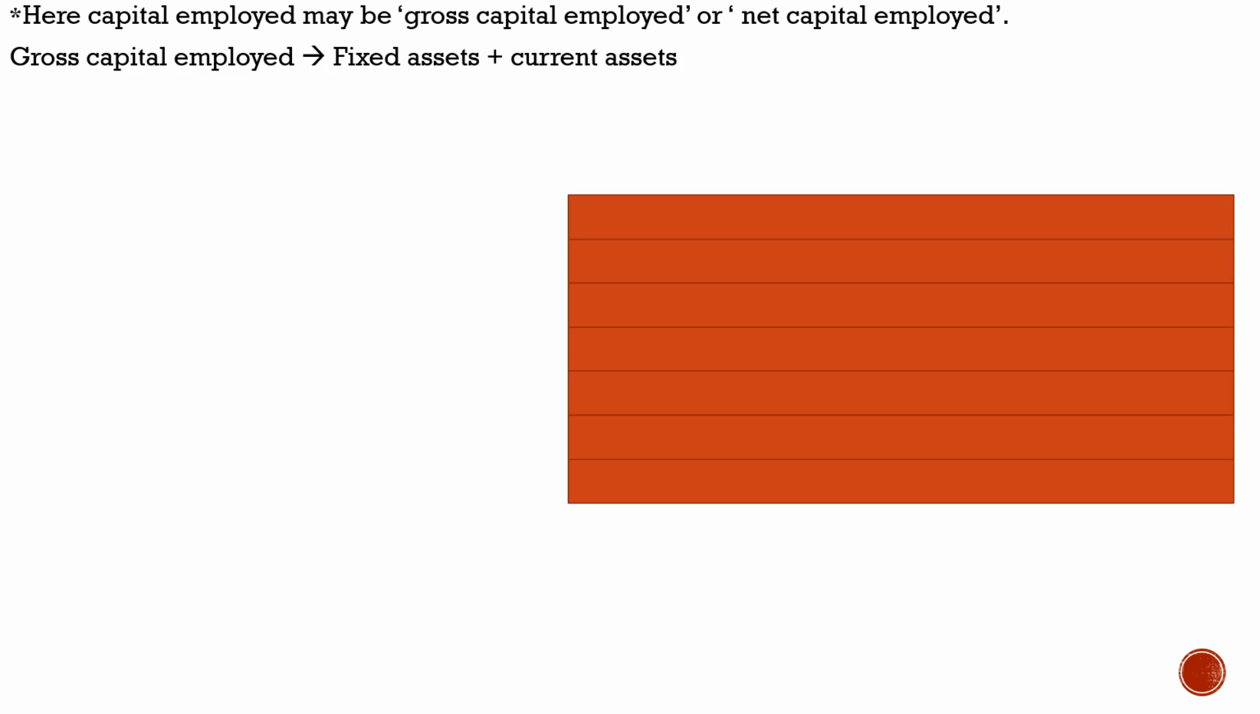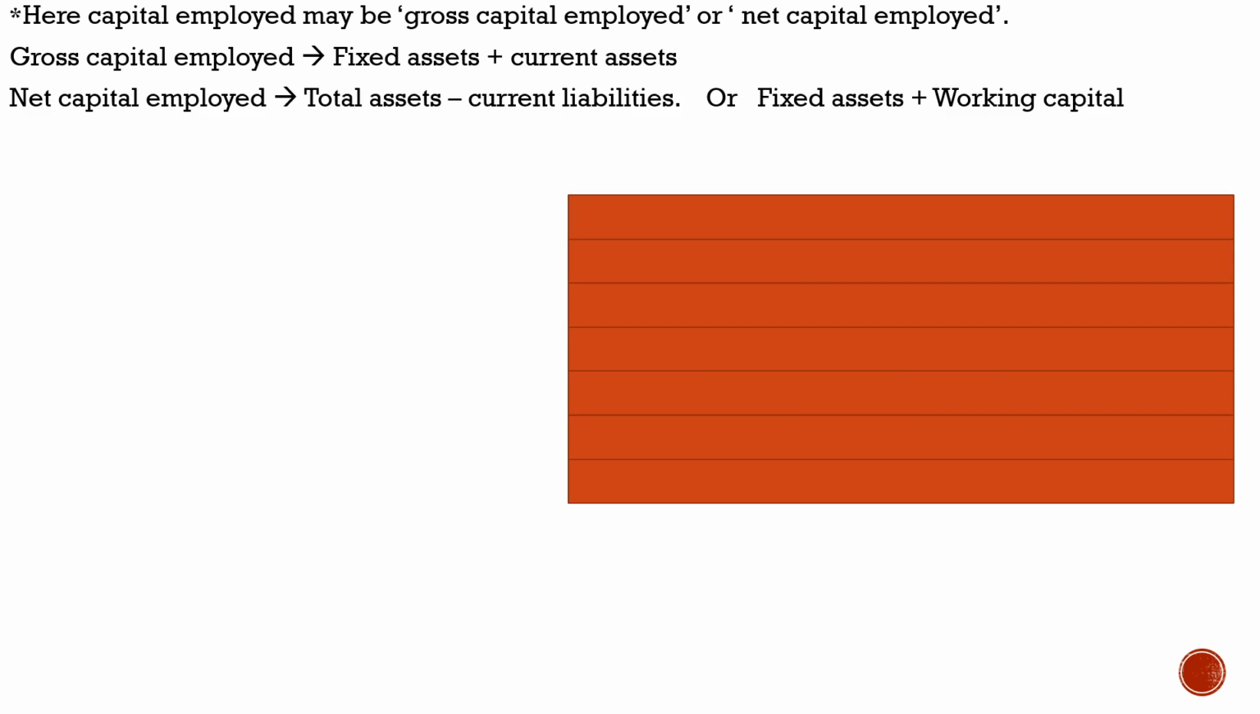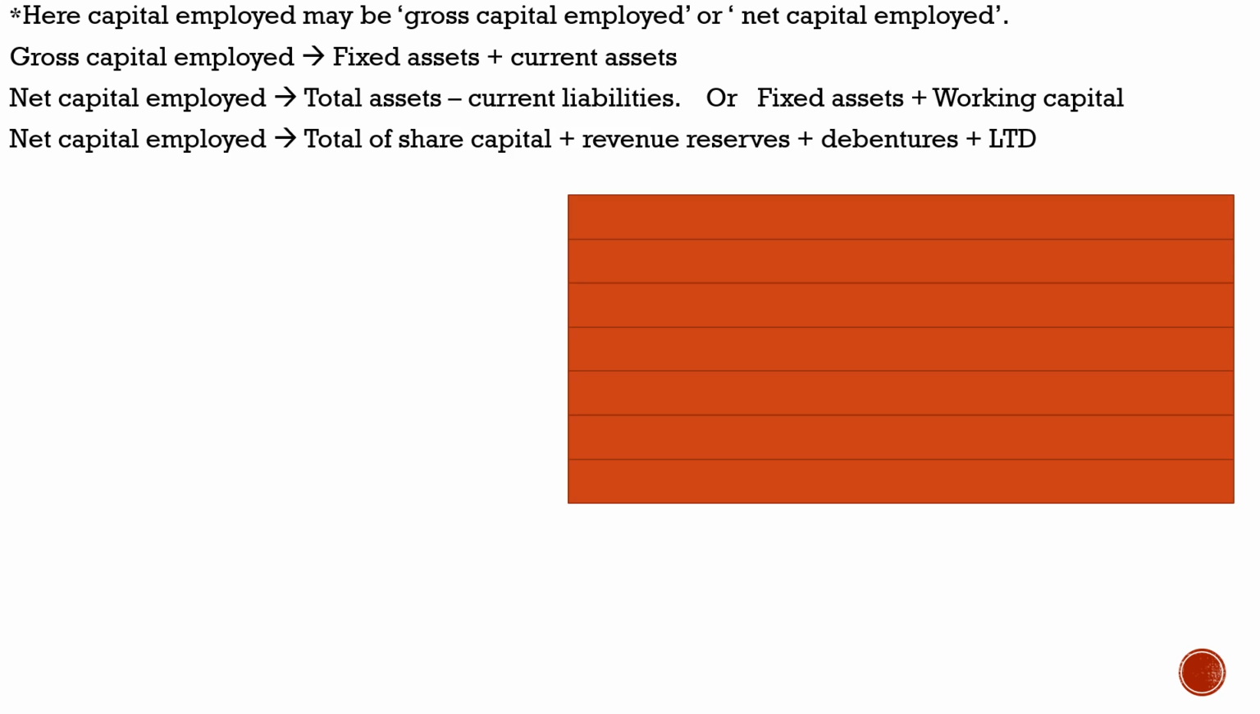Gross capital employed is fixed assets plus current assets. I hope you have learned this part in the BCom sessions, so we are not going further into that area. And net capital employed is total assets minus current liabilities, or fixed assets plus working capital. At the same time, net capital employed can be identified using the total of share capital plus revenue reserves plus debentures plus long-term debts. Revenue reserves means usually it will be reserves, and long-term debts includes long-term loans, bonds, etc.